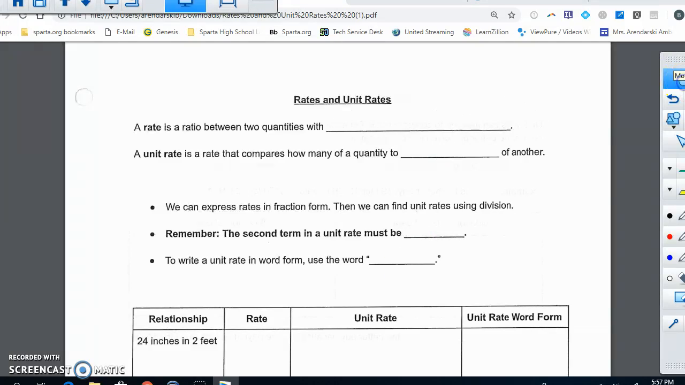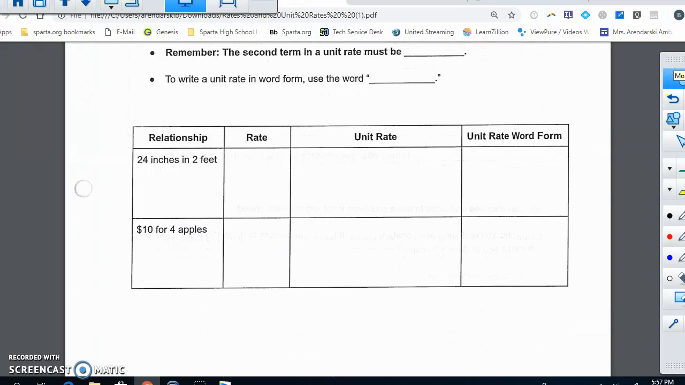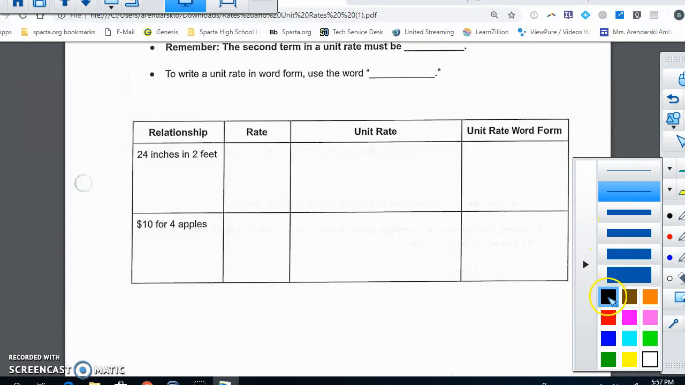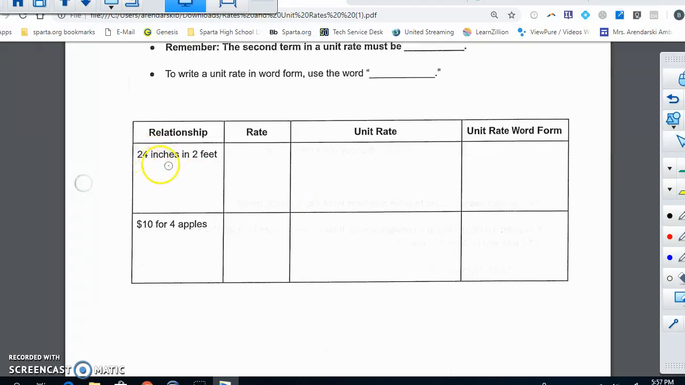Okay. All right, so let's solve two examples. Okay, the first example, the relationship says 24 inches and 2 feet. So I want to write this as a rate. I'm going to write it as a fraction. So I'm going to write 24 inches up top, and I'm going to write 2 feet on the bottom. Two different units. We're talking about inches and feet.